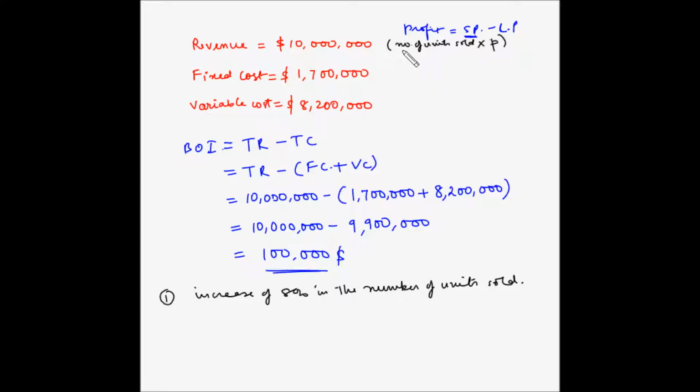So if the number of units sold increases by 8%, that means you'll multiply this number by 1.08. Then the whole number of revenue will increase by 8%. So that will be the impact on the revenue. Fixed cost does not vary by the number of units sold, so that will remain the same.